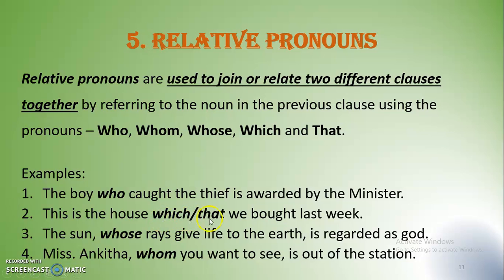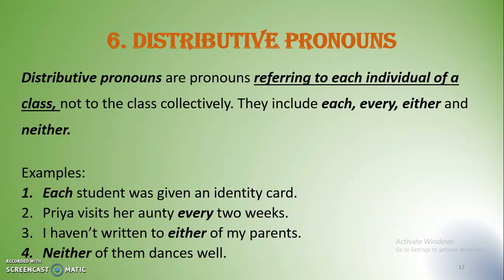This is the house which or that we bought last week. So this which or that refers to house. The word which or that is in relation with this noun house. Alright. The sun whose rays give life to the earth is regarded as God. So this whose refers to the sun. Miss Ankita, whom you want to see, is out of the station. So this whom refers to Miss Ankita. So relative pronouns means in relation.